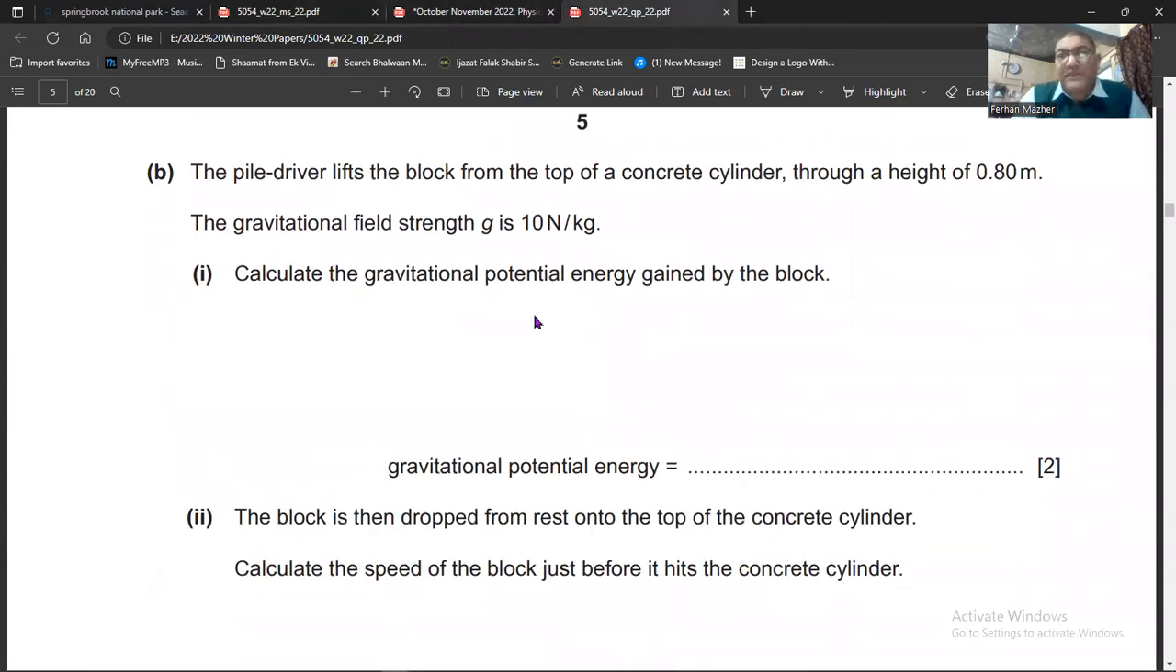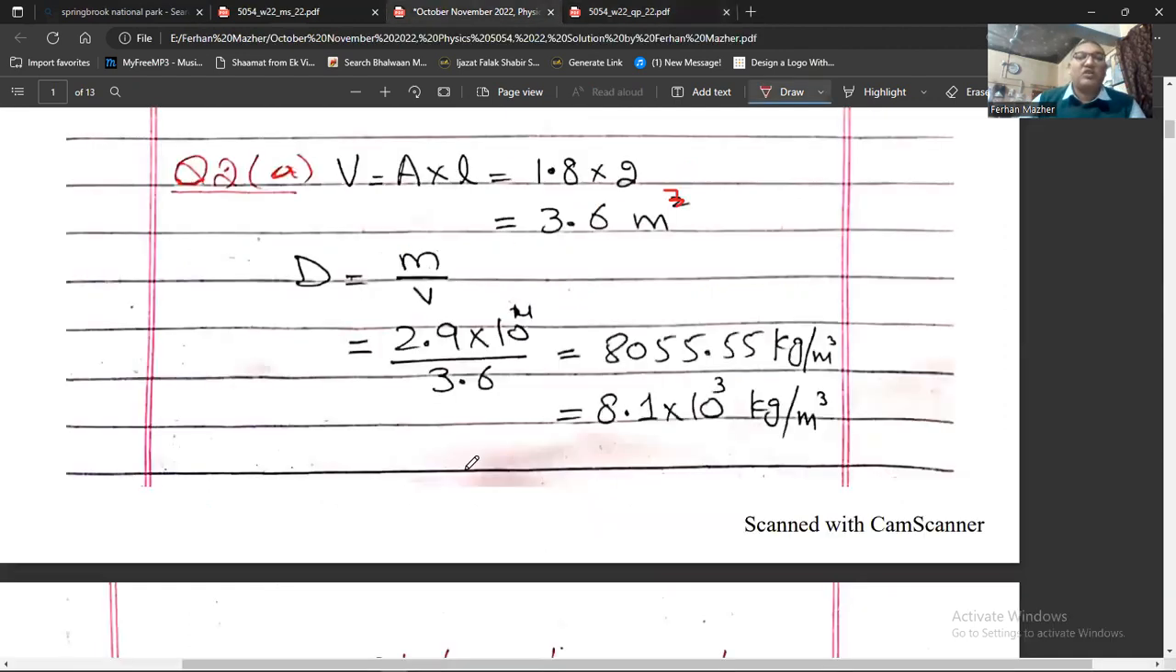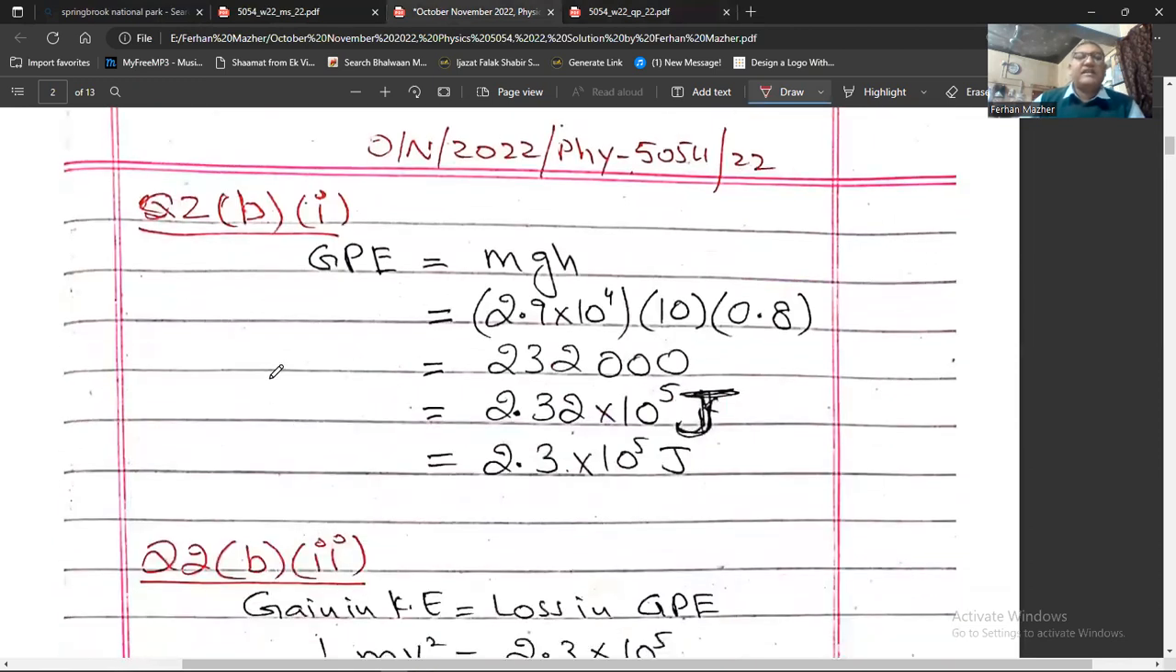Question number 2 is B part. He says the pile driver lifts the block from the top of a concrete cylinder through a height of 0.80 meter. The gravitational field strength g is 10 Newtons per kg. Calculate the gravitational potential energy gained by the block. You know the gravitational potential energy? It is mgh. We know all these things. So very easily I can calculate.